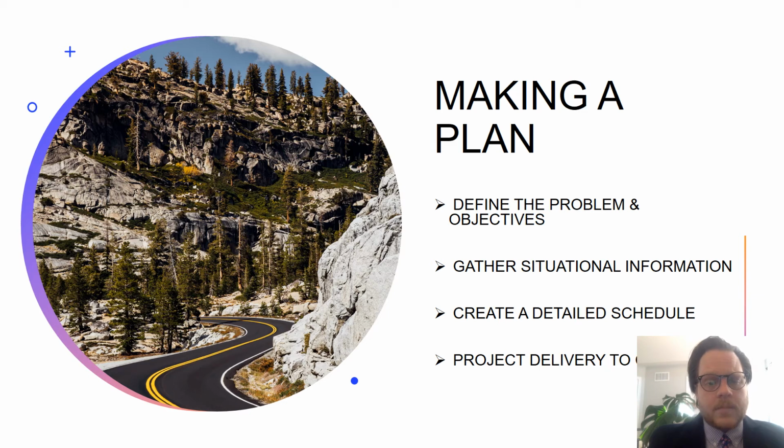Then we'll talk about creating a detailed schedule, the importance of it, as well as my perspective on what should be included on that schedule to make sure that all your deliverables are met. And lastly, we'll touch on thinking about what the project delivery to the client looks like, even at the planning stage.